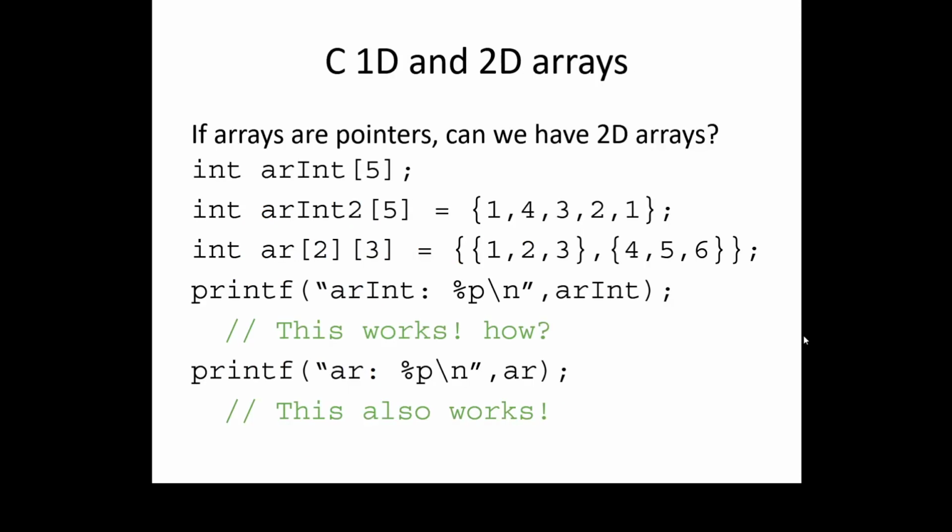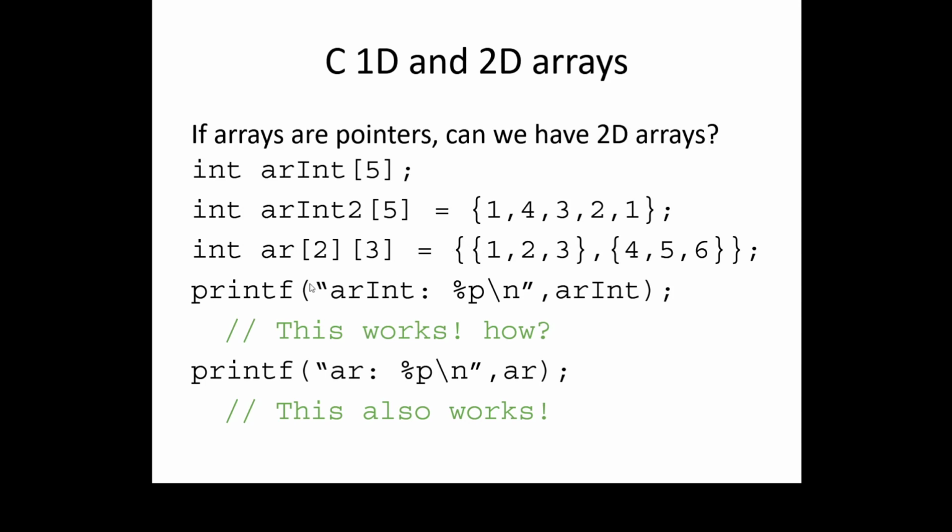What about 2D arrays? In Java, we can have 2D arrays, right? So if arrays are pointers, can we do that in C? We talked about creating an array this way that's empty, creating an array this way that's initialized. What about creating a 2D array? You can do this in Java. Can C handle it? Java handles it because it's objects, and you have objects that hold objects, and that's fine.